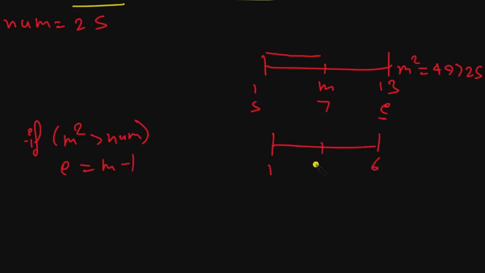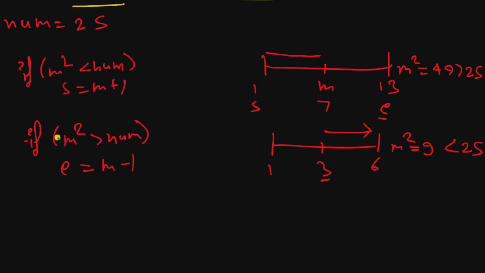Again, we will find the middle of that. The middle will be 6 plus 1, 7, 7 by 2 is 3. We will find the square of 3, and square of 3 will be 9, but 9 is less than 25. From there we can observe that the square root of 25 is greater than 3. So now we will search only in this space. So if m square is less than num, our start will be m plus 1.